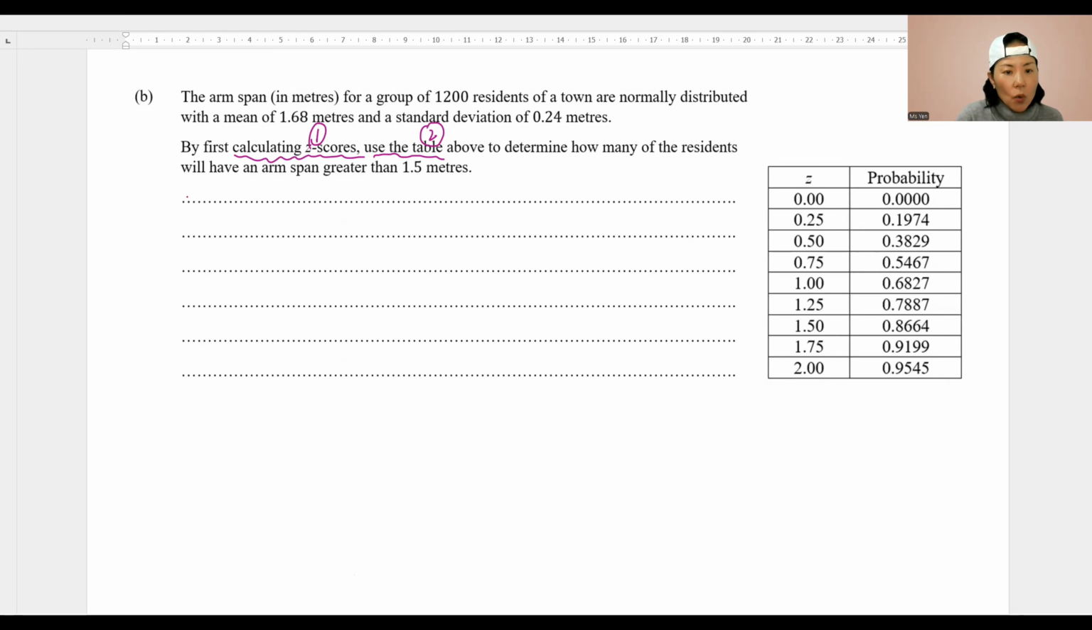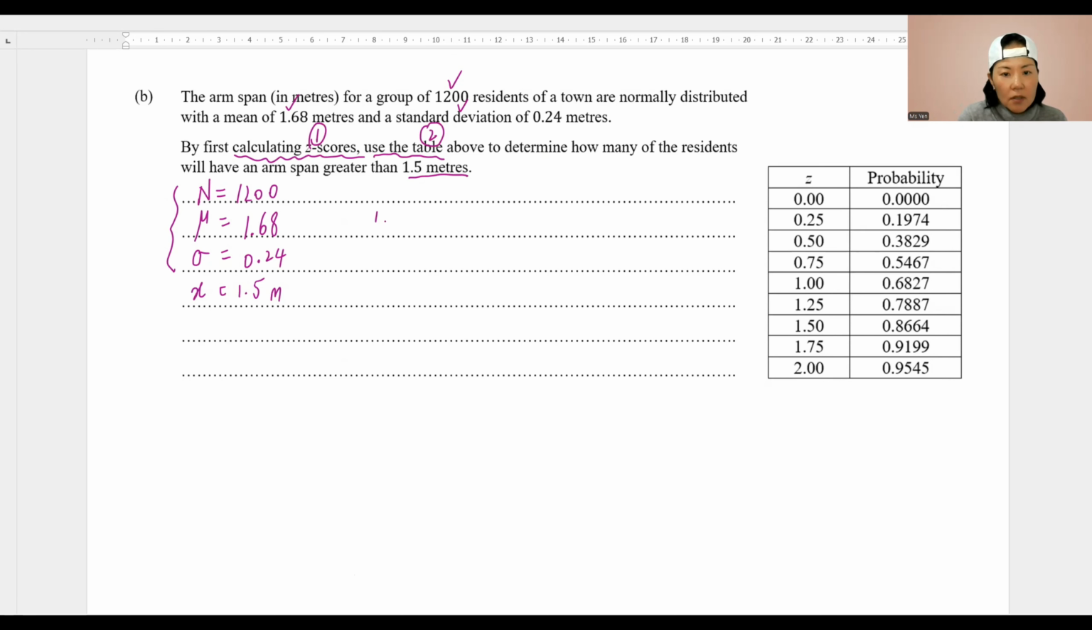So let's collect all the information given to us. First, I'm going to call the population N, 1,200, mean, which is mu, here 1.68. And then we have sigma, the standard deviation, 0.24. These are the given ones. And also, x is given, 1.5 meters.